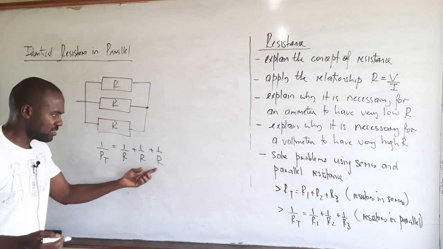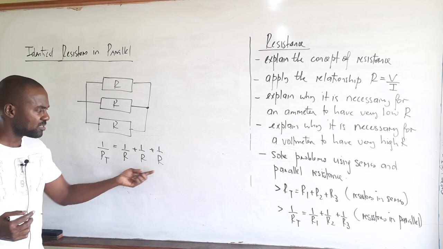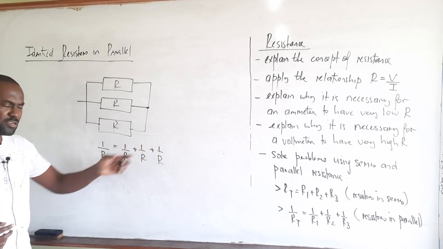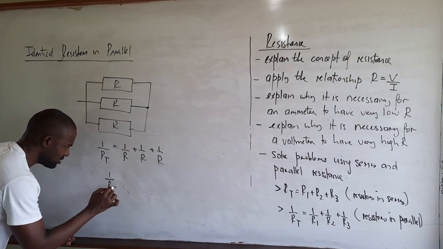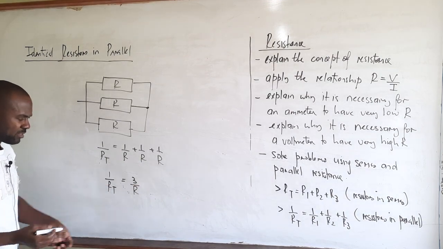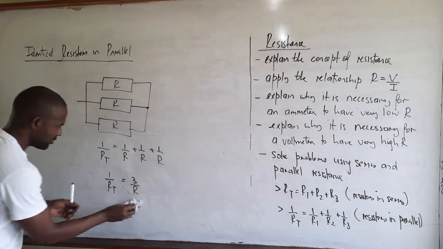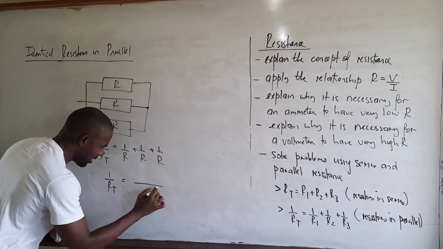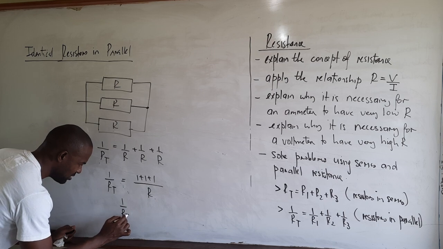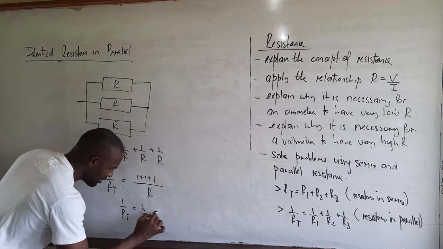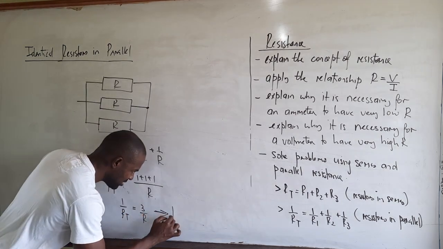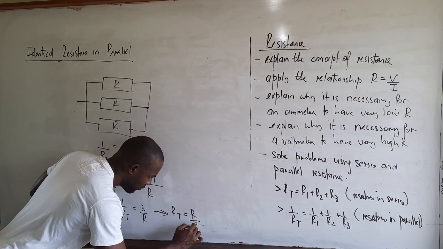And the denominators in this case are the same. So because the denominators are the same, we can just proceed to adding the numerators. So 1 plus 1 plus 1 gives us 3. And so 1 over RT is equal to 3 over R. Let me just put in this intermediate step: over R, it says 1 plus 1 plus 1. And so 1 over RT will be equal to 3 over R. We then flip both sides because what we're really interested in finding is RT. So this tells us that RT is equal to R over 3.